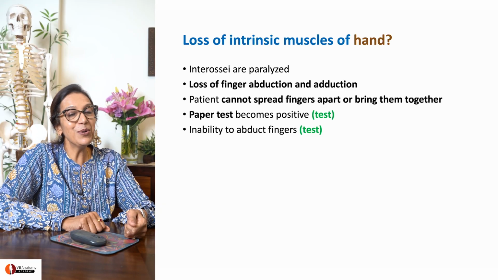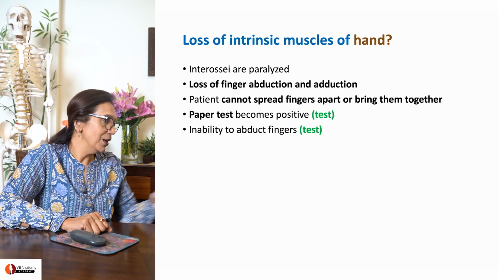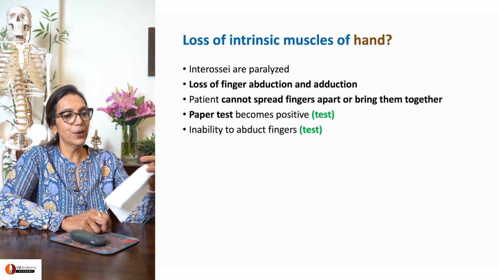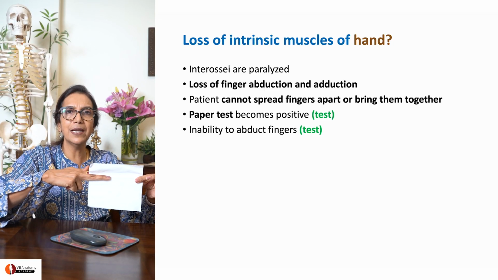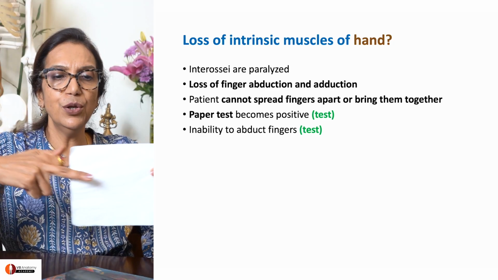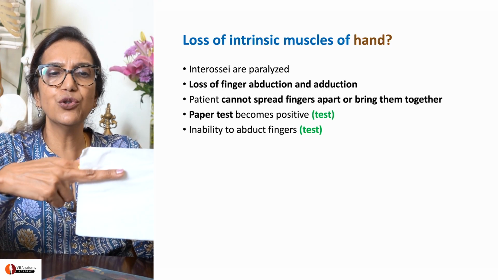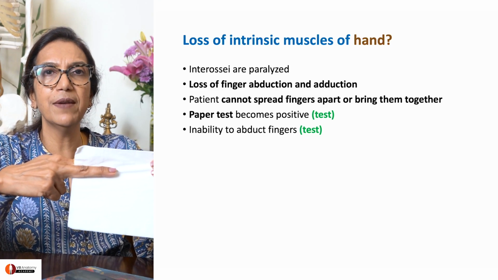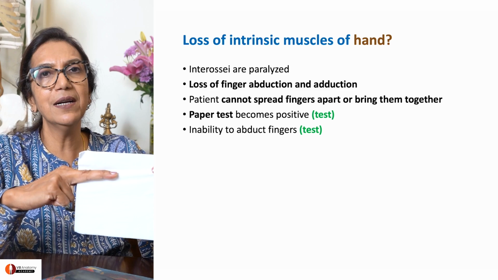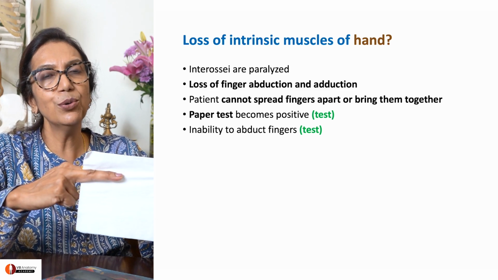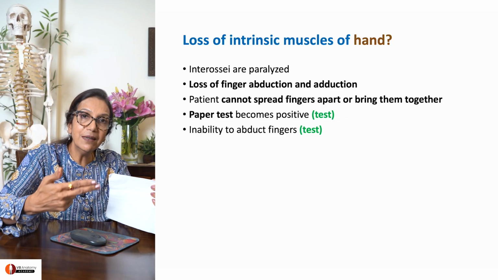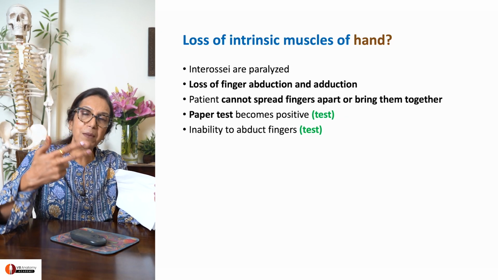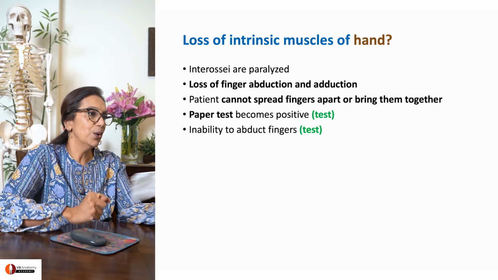Or you can carry out a paper test. So, for example, now take a look. You're asking your patient to hold this little tissue firmly in the hand. So you're asking your patient to hold the tissue firmly and then you try to pull it away. See how firmly my fingers are hanging on to that tissue. This is the paper test. Why? My adductors are intact. My palmar interossei are intact.